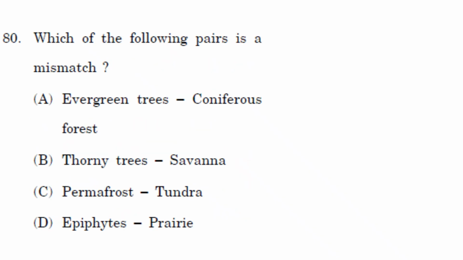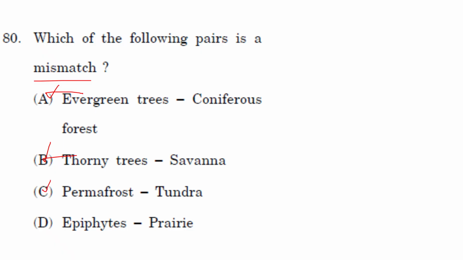Elimination. Then which of the following pairs is a mismatch? Evergreen trees, coniferous forest. Yes. Evergreen trees like pines, spruce, fir, all these are coniferous forest trees. Then thorny trees, savanna. Yes, the savannas are grasslands, and they have acacia trees which are thorny. So B is also not a mismatch. Permafrost, tundra. Yes, permafrost is the characteristic of tundra.